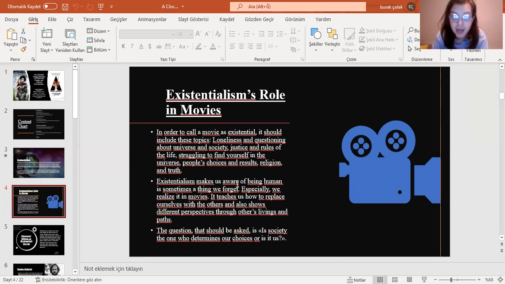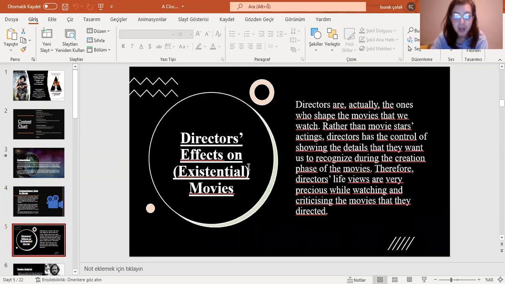Existentialism makes us aware of being human, which is sometimes something we forget, especially when we realize it in movies. It teaches us how to place ourselves in others' shoes and shows different perspectives through others' lives, livings, and paths. The question to be asked here is: is society the one who determines our choices, or is it us?